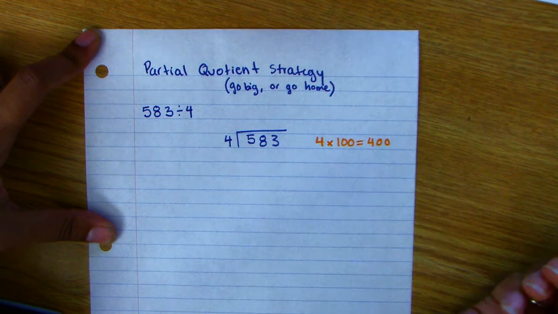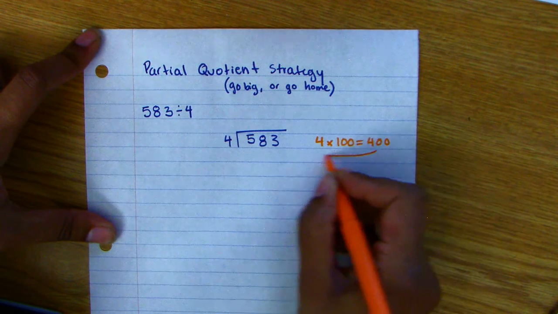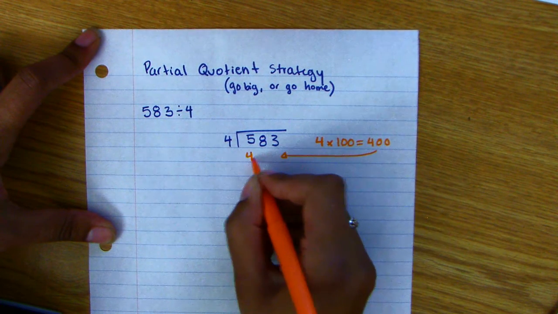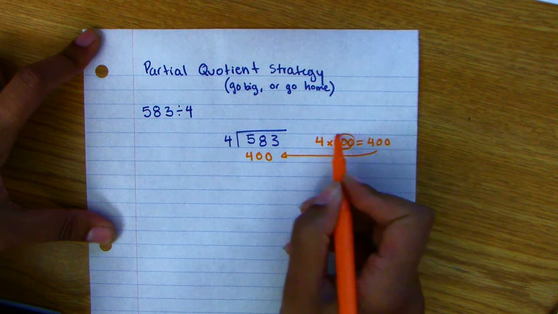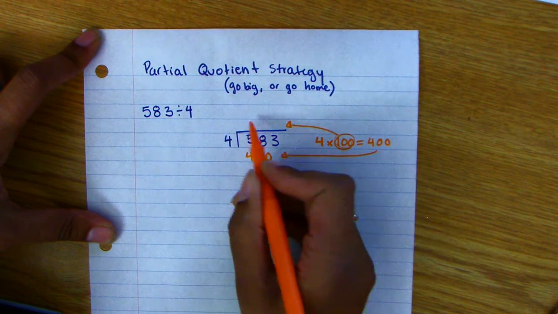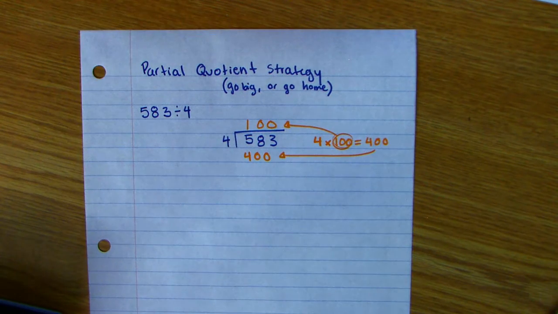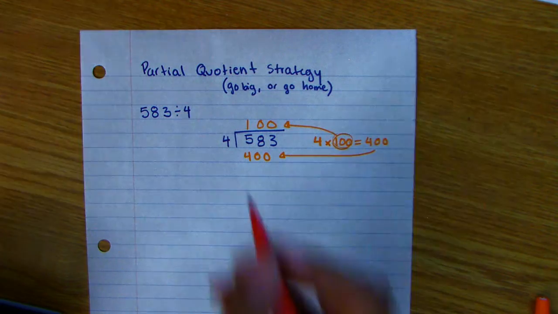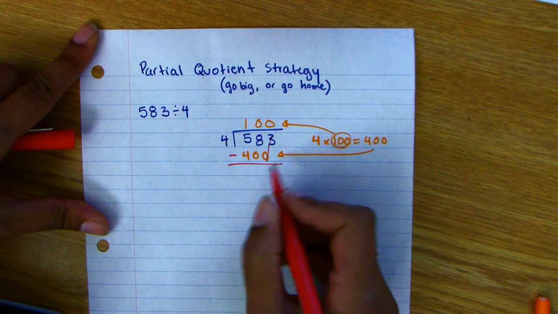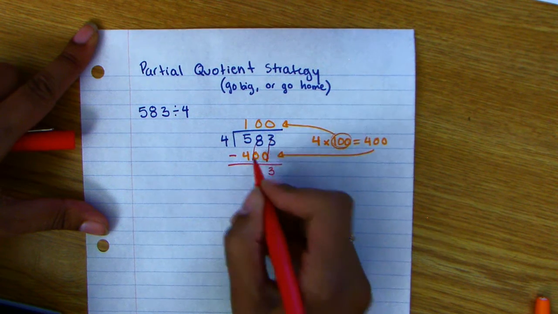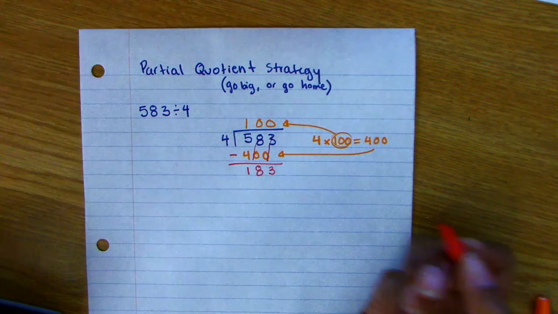I know 4 times 100 is 400. That is smaller than 583, so we're good to go. I'm going to write that 400 below the number, and then I'm going to write that 100 on top. You can see that I'm still lining up all of my numbers by place value. Now I'm doing subtraction. 3 minus 0 is 3. 8 minus 0 is 8. And 5 minus 4 is 1.